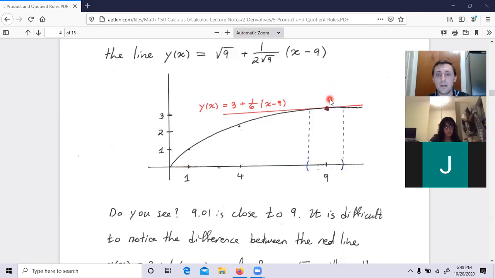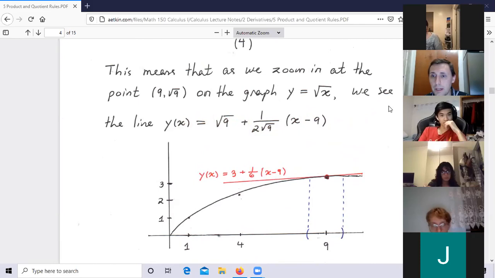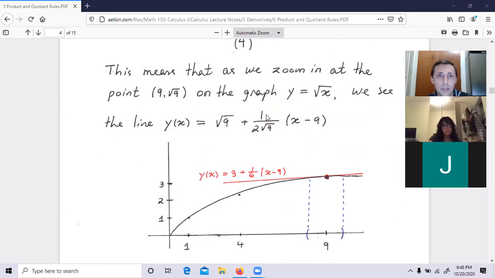Okay, guys. So this is the equation of the tangent line. It's an equation of the tangent line. Y is equal to root of 9 plus 1/2 root 9 times x minus 9. Do you remember how I calculate a tangent line? It's y minus the y-coordinate, x minus the x-coordinate. Or in other words, we need 2 points, right? If we know a slope and we have 1 point, the equation is, do you remember that, guys? Yes?